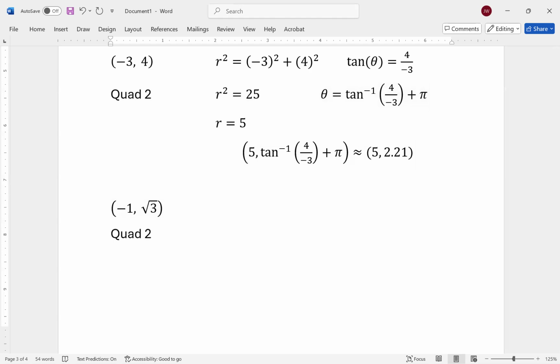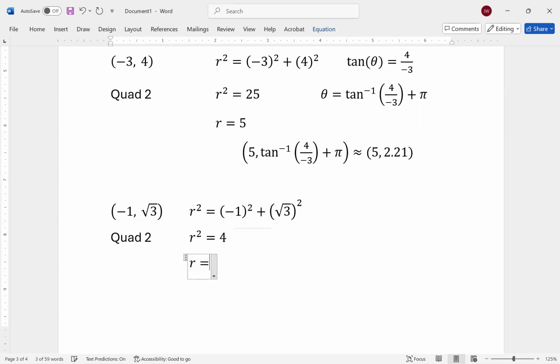That's not going to affect the R. We still have to find R by taking R squared is equal to, in this case, -1 squared plus the square root of 3 quantity squared. So that means R squared is going to be equal to 4. So I'm going to use R of 2. I always use positive R's.